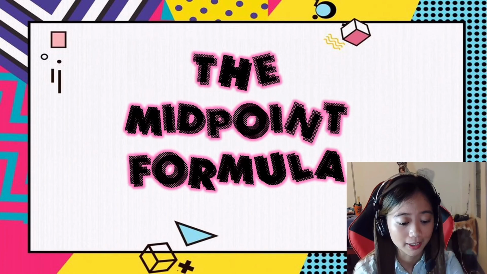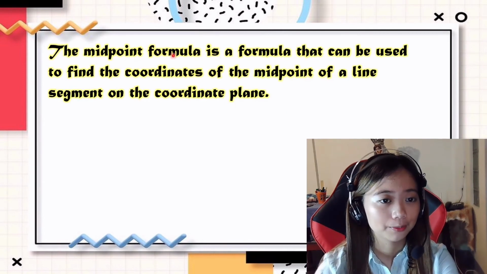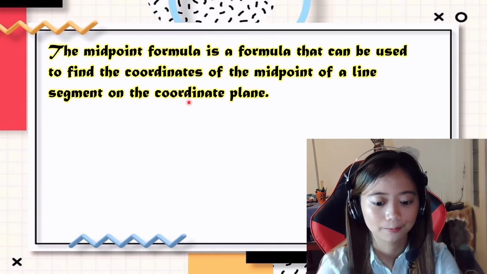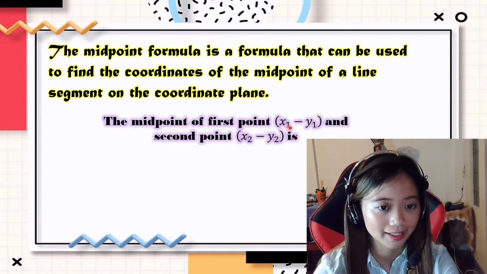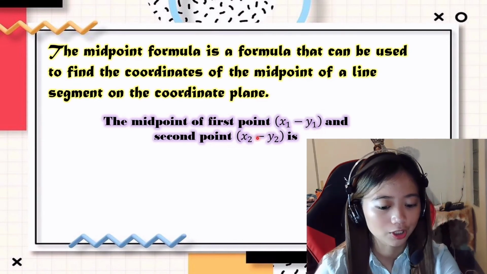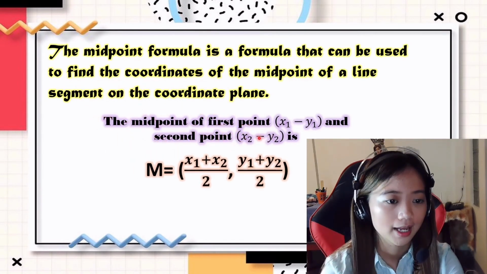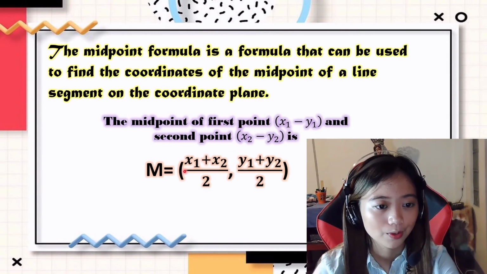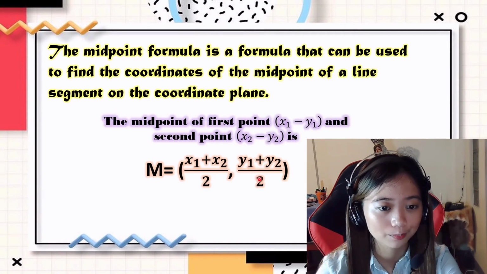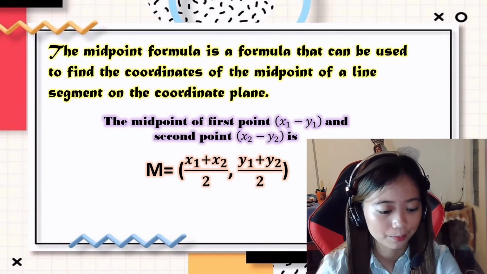In our next topic, we will be discussing the midpoint formula. The midpoint formula is a formula that can be used to find the coordinates of the midpoint of a line segment on the coordinate plane. The midpoint of the first point, which has a coordinate of x sub 1, y sub 1, and the second point, which has a coordinate of x sub 2, y sub 2, is the ordered pair: midpoint equals x sub 1 plus x sub 2 over 2, and y sub 1 plus y sub 2 over 2. So, this will be the formula in finding the midpoint of a line segment.